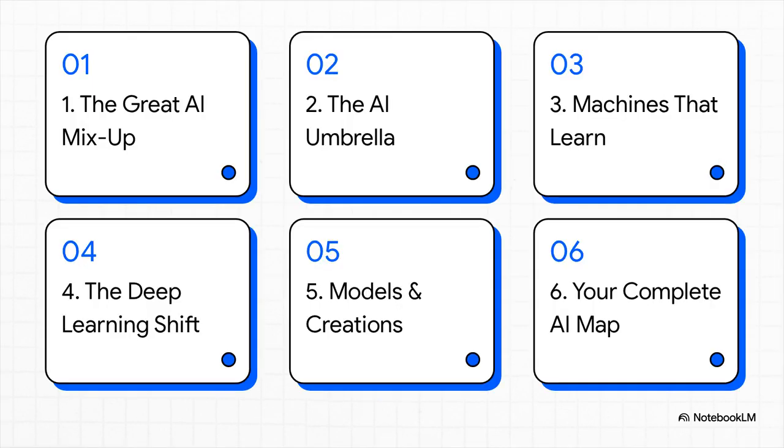We've got a clear plan to guide you. We'll start with the great AI mix-up. Then we'll look at the big picture with the AI umbrella. After that, we dive into machines that learn, the deep learning shift, and models and their creations, before putting it all together in your complete AI map.